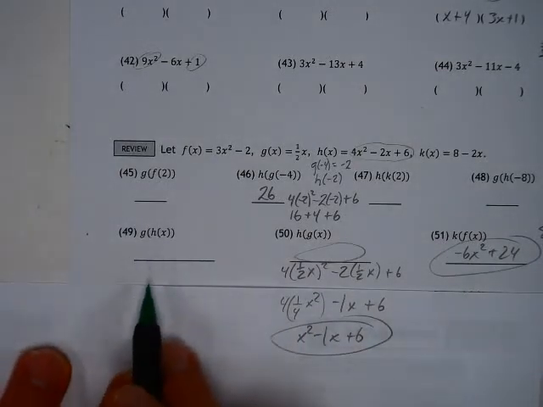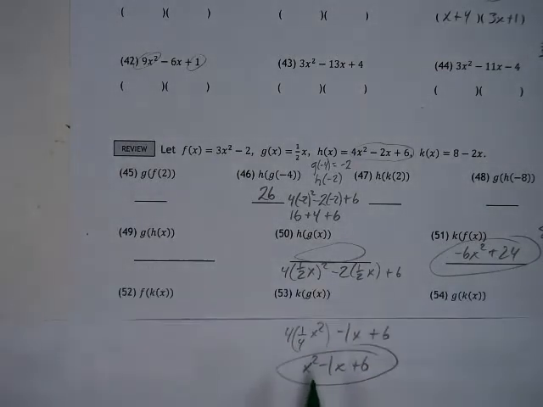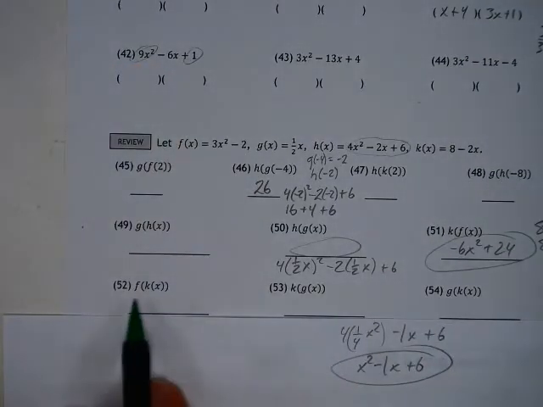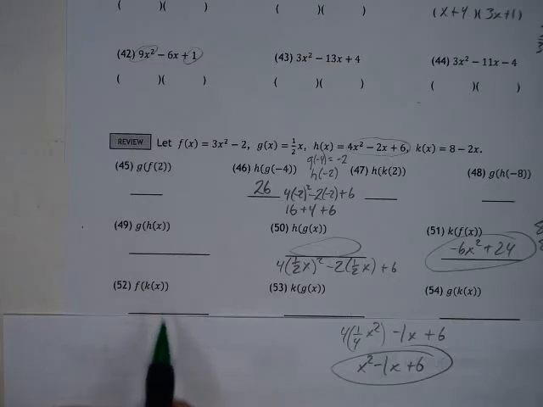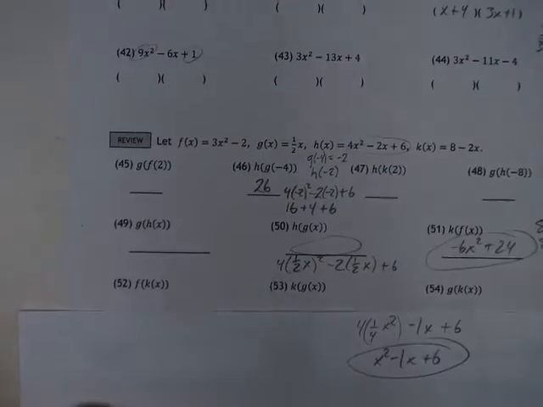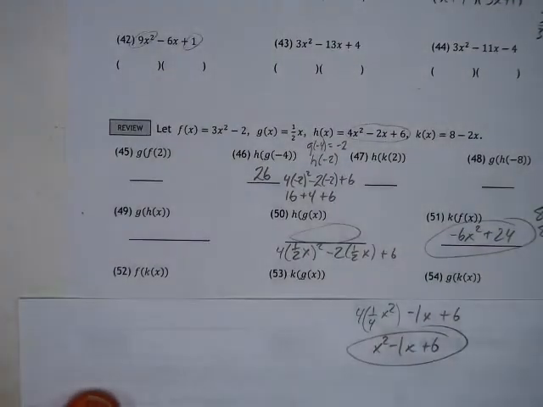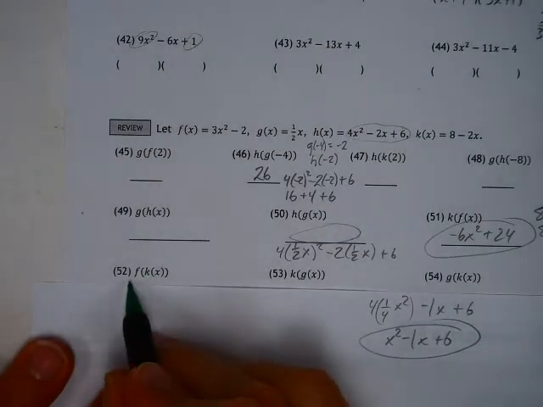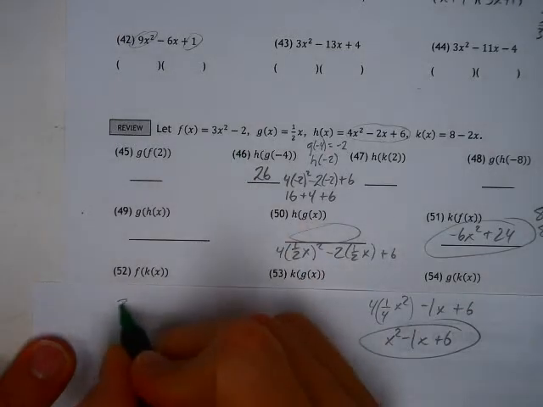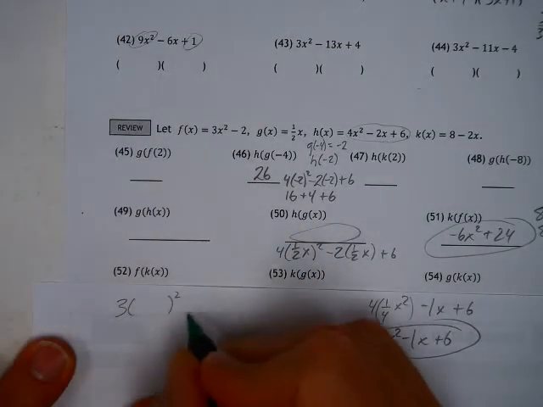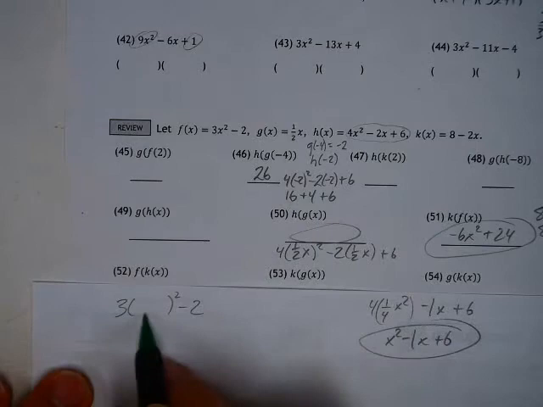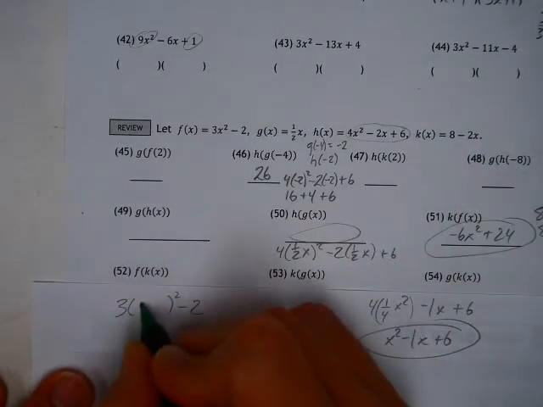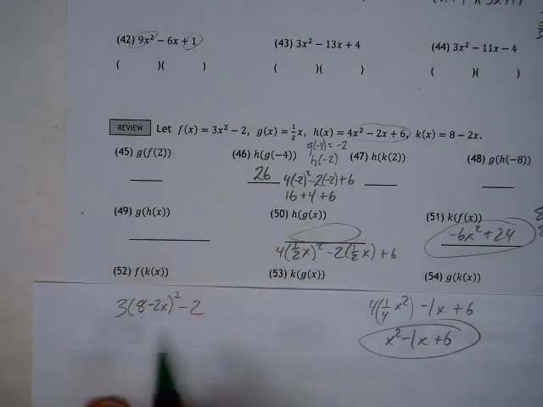And I wanted to look at, I believe it was this one here, f of k of x. Okay, so if we're doing f of k of x, and I want to make sure that I understand how this process works. F of means we're going here. So 3 times something squared minus 2. What's the something? Dramatic pause. 8 minus 2x.